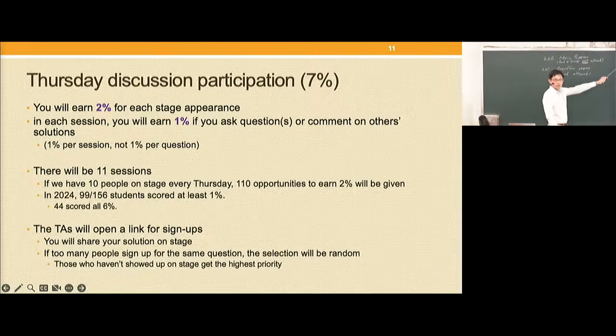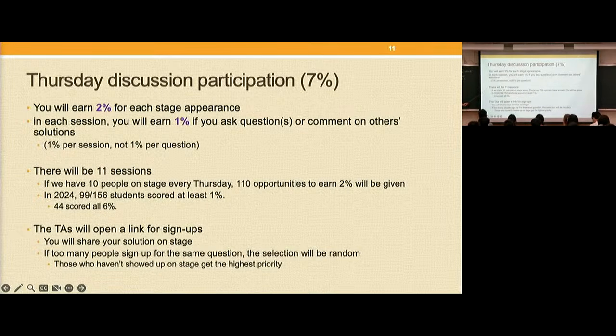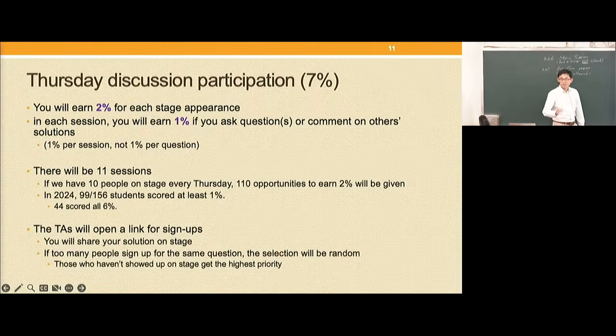The Thursday discussion will account for 7% of your final grade, and you will earn 2% for each time you show up here to solve the problems. Okay? Each time when you come to the stage and show your solution, that will give you two points for the entire semester. As well as in each session, after this person presents his or her answer, if you want to comment, or point out there's some error, or express your opinions in general, for each expression of your opinions, you will earn 1 point, if you ask questions or comment on other solutions. But in each session, 1 per session, not 1 per question. Okay, please do not expect I will ask 7 questions to fully obtain the 7 points. No. Each session with a maximum of one point per session.